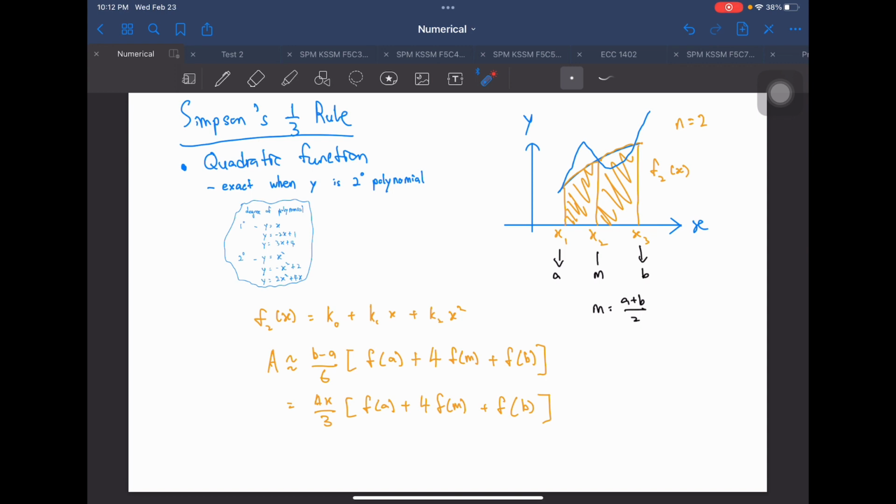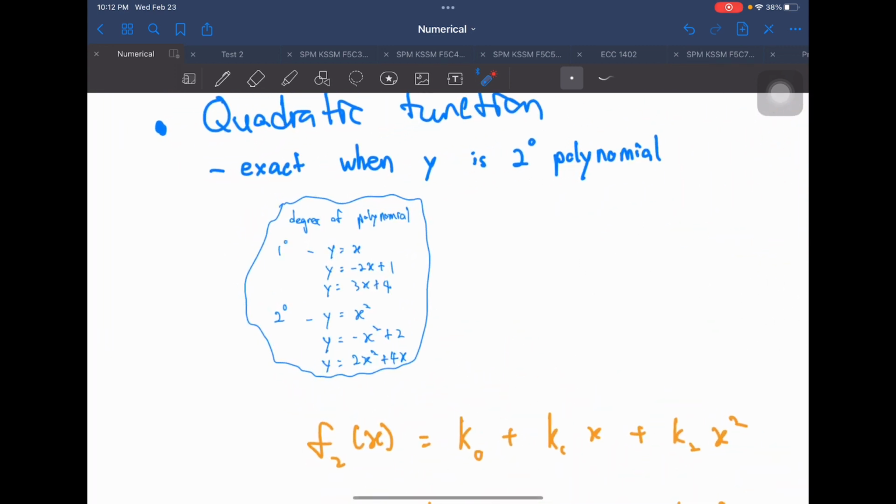So here is Simpson's one-third rule, and different from the trapezoidal rule, in Simpson's one-third rule we are using a quadratic function to approximate the area under the curve. This method is exact when y is a 2-degree polynomial, a second-degree polynomial. So let's do some revision on the degree of a polynomial.